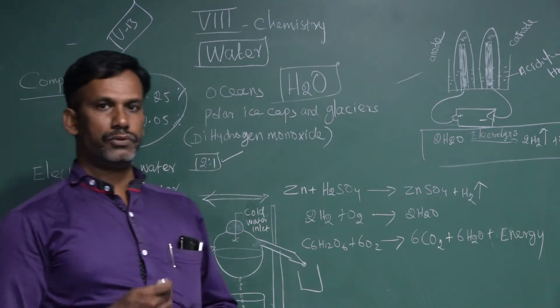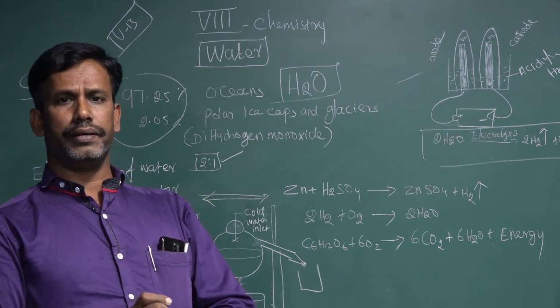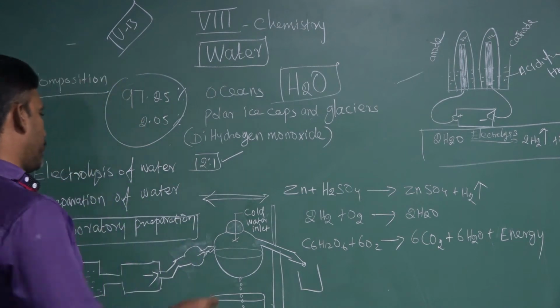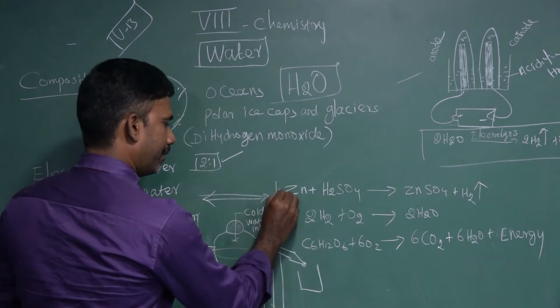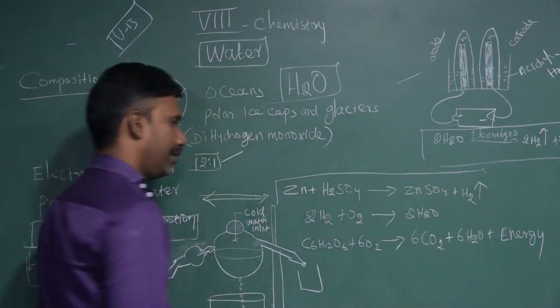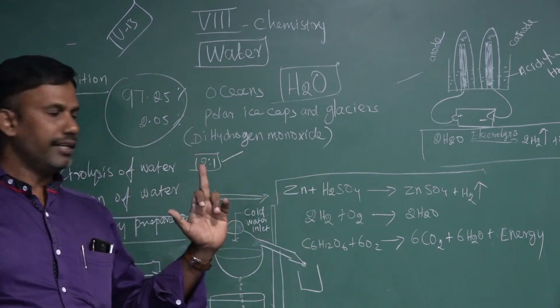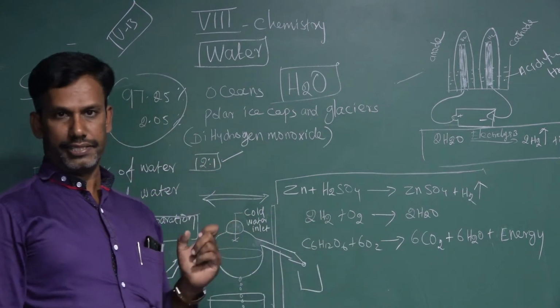Then let us move on to the preparation. It is clear that electrolysis is clear. Then let us move on to the preparation of water. Water is prepared by treating a metal with strong acids. Like zinc: zinc is treated with sulfuric acid. As a result, you get zinc sulfide and hydrogen gas is evolved.